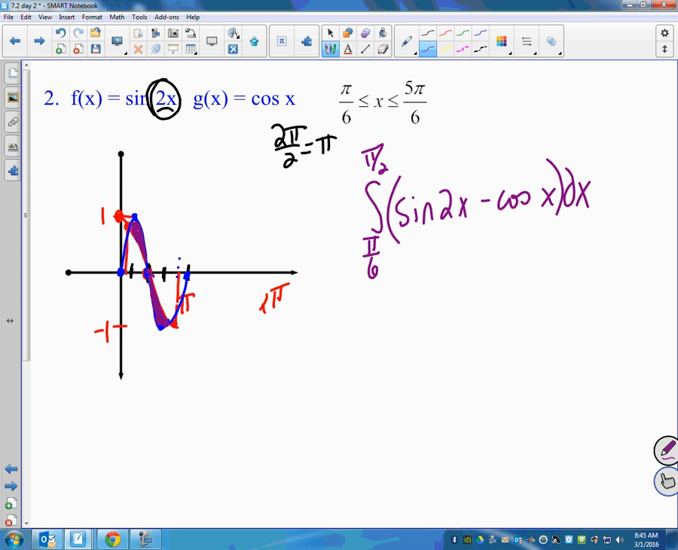Well, because it says find the area between the curves, that makes sense. There's symmetric areas there, so yeah, I would double that. If I ever notice I have symmetric parts of my graph, I could just find the one and double it.